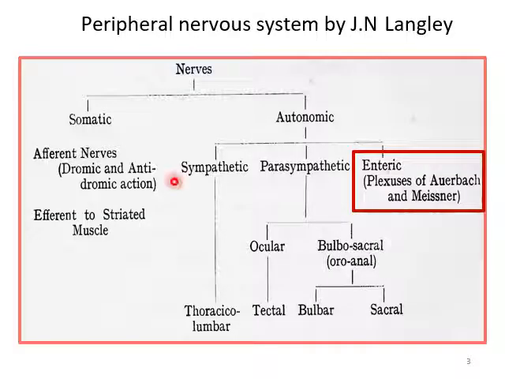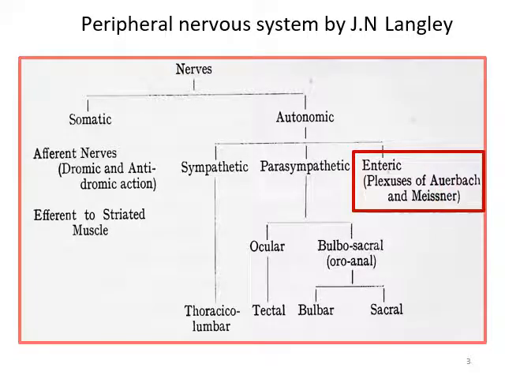So this is the classification of the nervous system. We have done this a lot of times. We won't go through the somatic and the sympathetic and parasympathetic; we have done that in detail. Today our emphasis would be on the enteric nervous system, which further consists of two plexuses. One is the Auerbach plexus and the other is the Meissner plexus, which is also called the submucosal plexus.